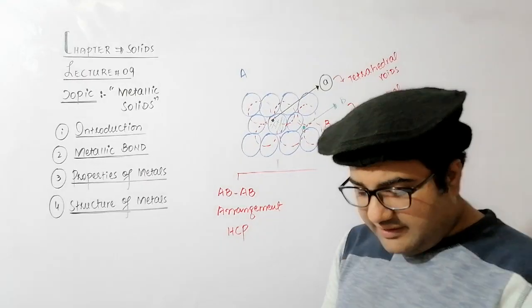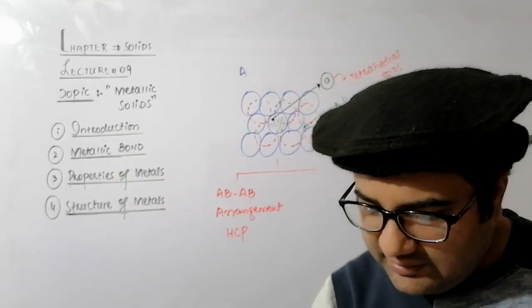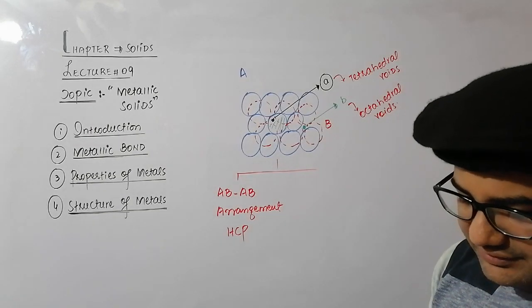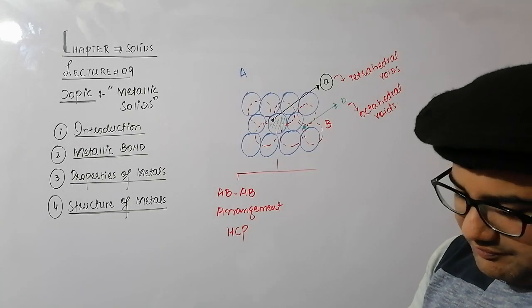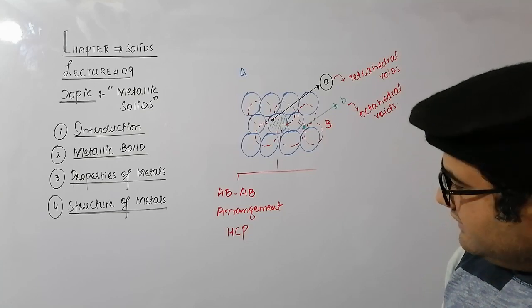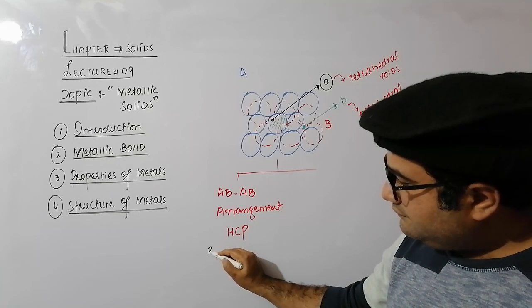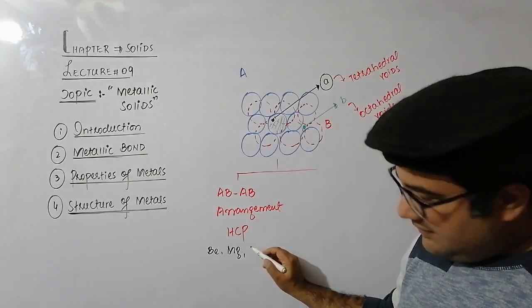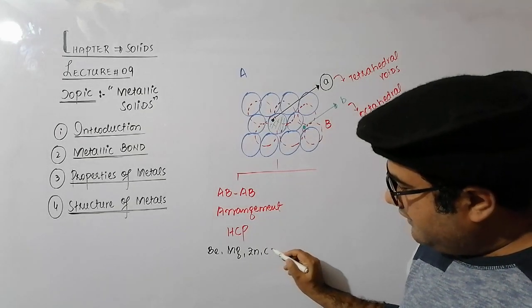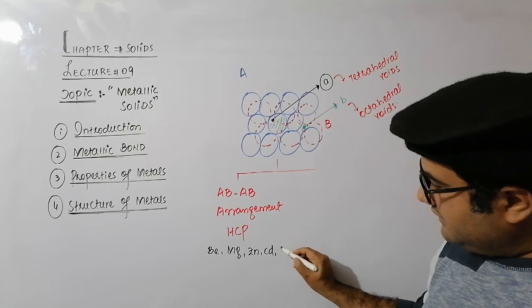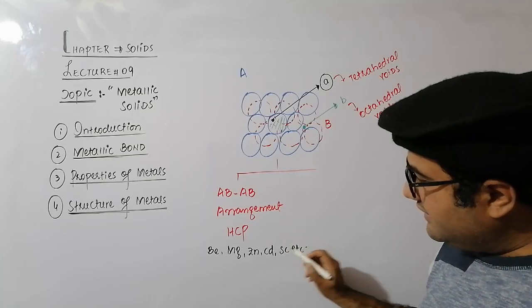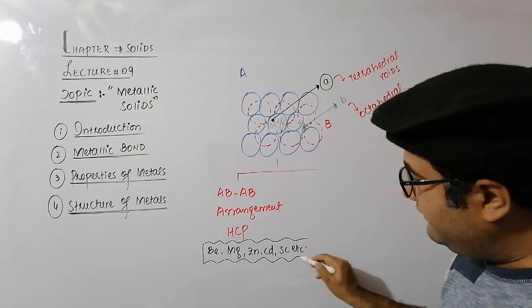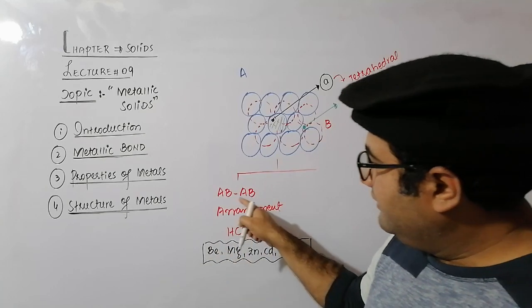There are so many metals that show this hexagonal close packing. I would like to mention some examples of the metals that show the hexagonal close packing. So examples are beryllium, magnesium, zinc, cadmium, scandium, etc. These are the metals that show hexagonal close packing, in which every third layer is on the first layer.